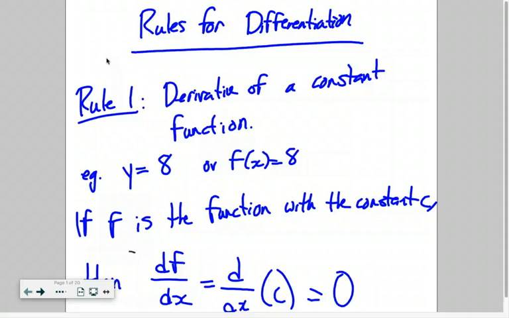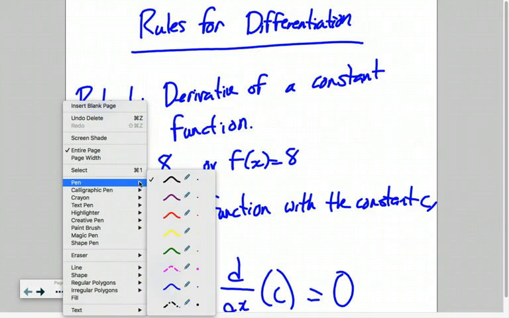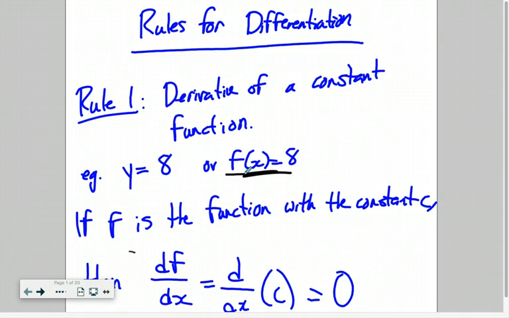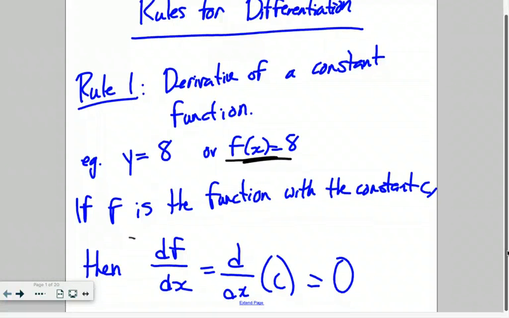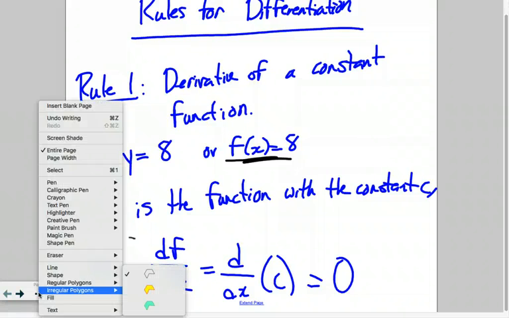The first one is the derivative of a constant function. If you have a constant function where there is no variable x, it's just y equals a constant, such as y equals 8, or f of x is equal to 8. If you were to take the derivative of that, it's always going to be 0. That's exactly what this slide is saying: your df dx, the derivative of a constant function, will always be 0.